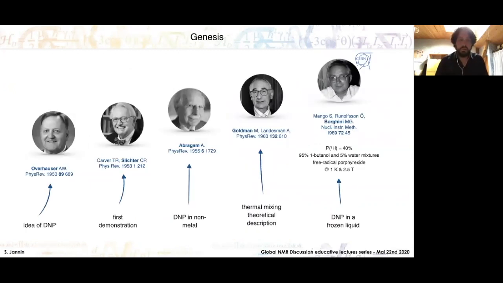It would be hard for me to continue without giving a few important names. For example, Overhauser came up with the idea of polarizing nuclear spin by shining radio frequencies on electrons. This was in '53. Then Charlie Slichter, the same year, made the first demonstration. And there are a lot of people that I should cite, but I thought I would keep it short to three persons. Abragam, who really developed DNP in non-metals. Maurice Goldman, who developed the theory of thermal mixing, which is one of the important DNP mechanisms at very low temperature.